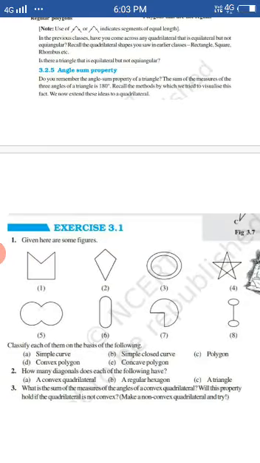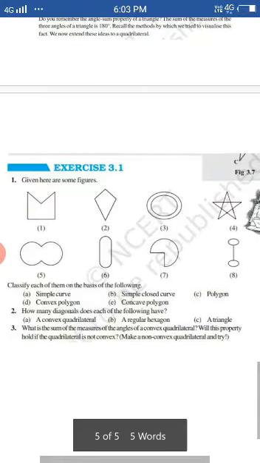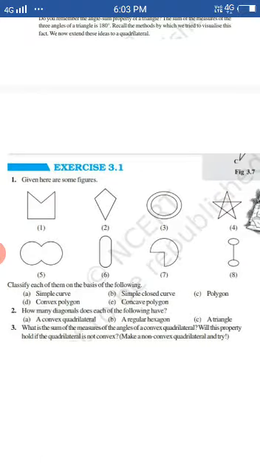In the first question you have to categorize all these figures into simple curve, simple closed curve. You have to tell which one is a simple curve, which one is a simple closed curve, which is a polygon, which ones are convex polygons, and which are concave polygons. Okay, you have to categorize it. In the next question you have to tell how many diagonals a convex quadrilateral has, a regular hexagon has, and a triangle has. Let us come to the solution of this exercise.